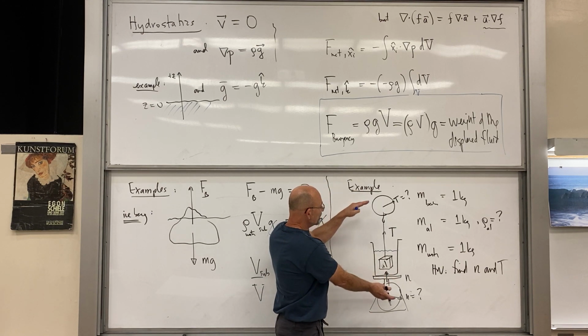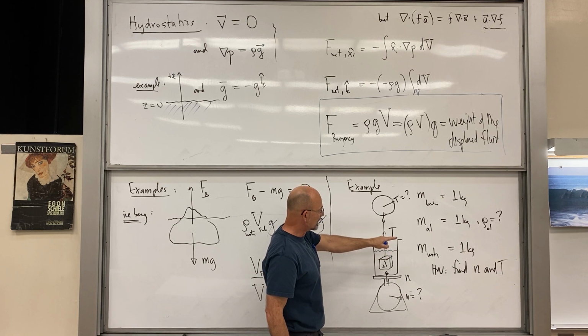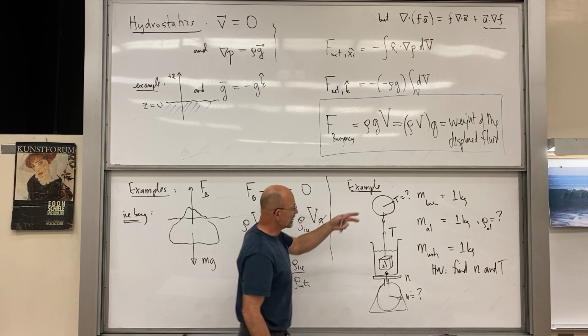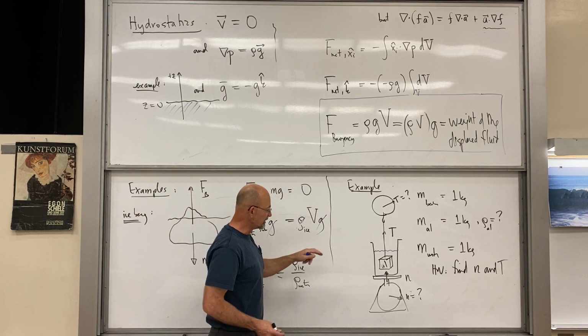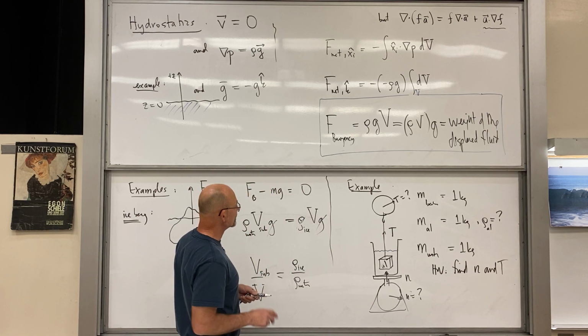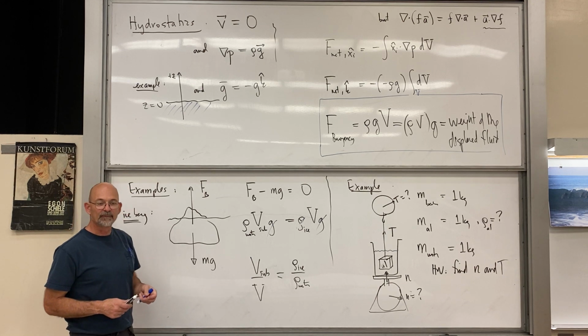If you knew those two readings, well, first of all, you know the sum of them is going to be 3 kilograms times 9.8 meters per second squared, right? 3g. The sum of them, but individually what they're going to be is going to depend on this substance. Okay, good. So those are some of your basic buoyancy type of problems.